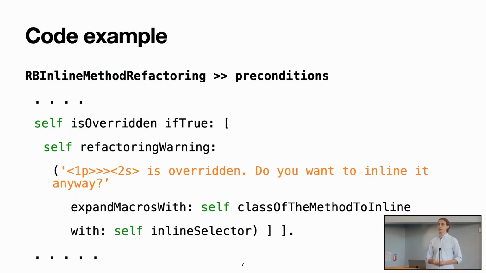Another example is this code example. So when you are inlining a method, and if that method was overridden, we're going to give you a warning and say, okay, you're trying to inline an overridden method, and that you might, with that, break some stuff in your system. So are you sure you want to continue? So we are basically saying, this is not a guaranteed refactoring, but if you know what you are doing, you can proceed, or you want a transformation, so you can proceed anyway. Okay.